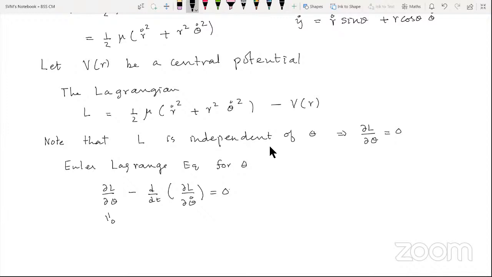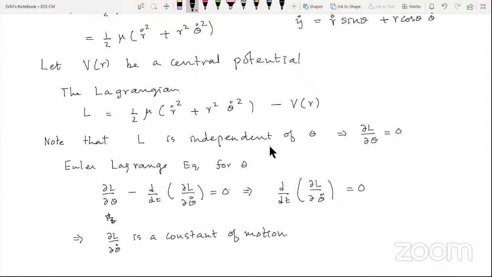So because of that, what happens? This is 0, so that implies d by dt of del L by del theta dot is equal to 0. What does it mean? That implies del L by del theta dot is a constant of motion. That means that quantity does not change with time. It's a constant of motion. So this is a general way in which one can find constants of motion.